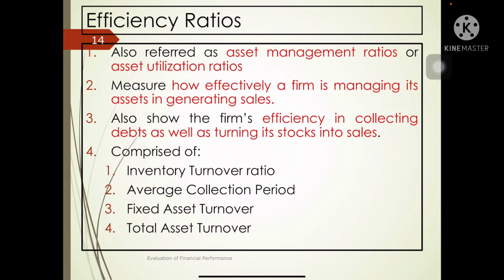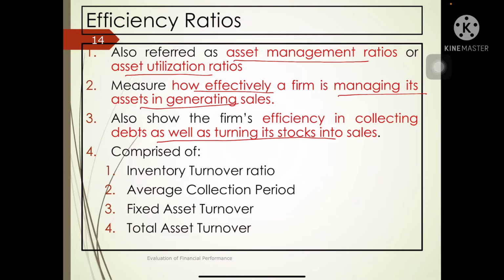So what is the efficiency ratio? This one is also called the management ratio or asset utilization ratios. With this one we are going to measure how effective a firm is in managing its assets in generating sales. So we are going to see how effective the company is in managing their money in order to generate sales. It also shows the firm's efficiency in collecting debt as well as turning its stock into sales.